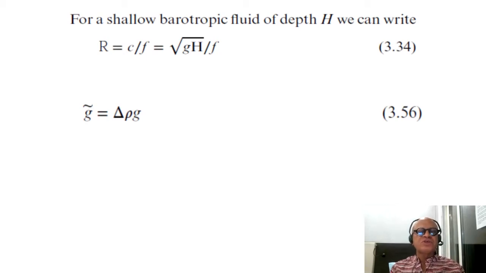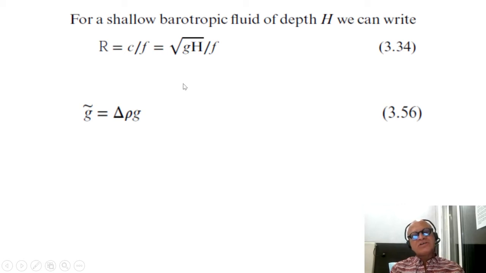Going now for the geostrophic adjustment problem, let's start with the shallow barotropic fluid of depth h, and we had the Rossby radius of deformation defined as c over f, where c of course is the speed of the gravity wave, so square root g h over f. The immediate problem is, what is h for the ocean?